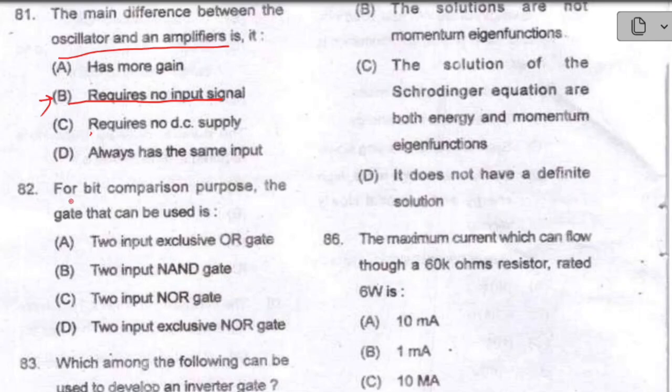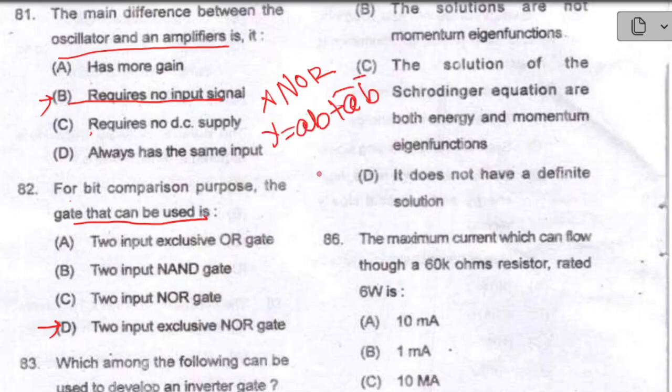Next, 82. For bit comparison purpose, the gate that can be used is the two input exclusive NOR gate. So D is your correct option. The output of the exclusive NOR gate, that is XNOR, for inputs A and B, is AB plus A bar B bar.